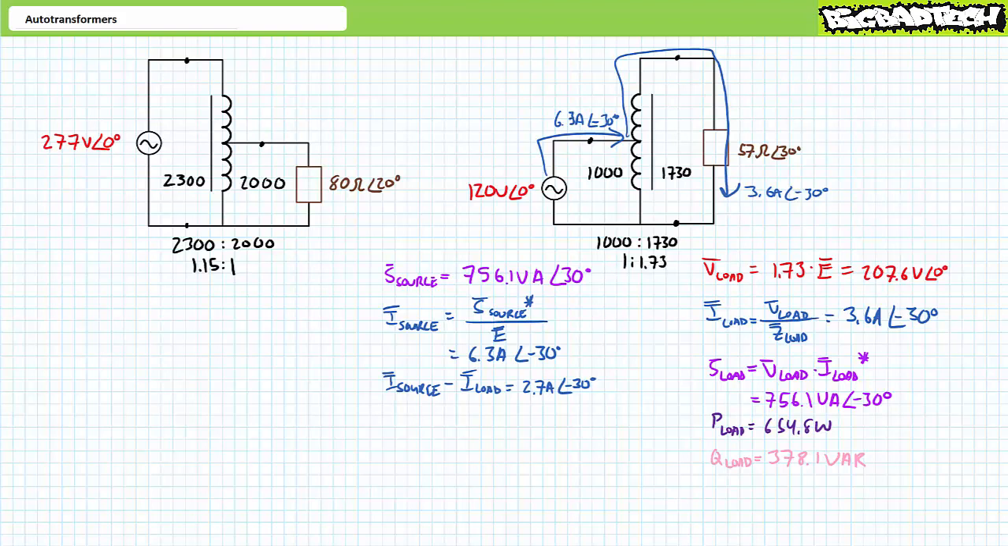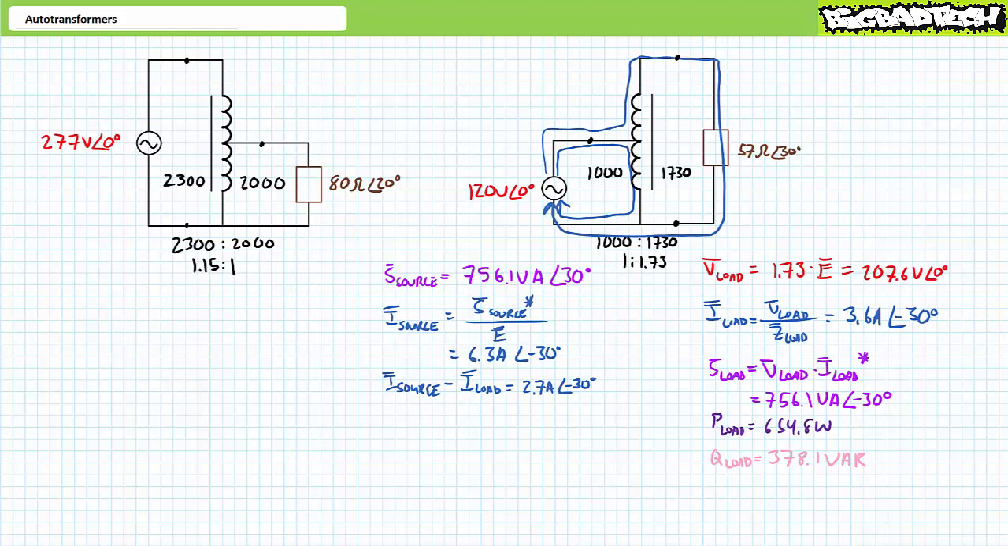An application of Kirchhoff's current law at the tap demonstrates 6.3 amps of current at an angle of negative 30 degrees enters, and roughly 3.6 amps of current at an angle of negative 30 degrees travels through the load. This means 2.7 amps at an angle of negative 30 degrees travels like this, and 3.6 amps at an angle of negative 30 degrees travels like this.